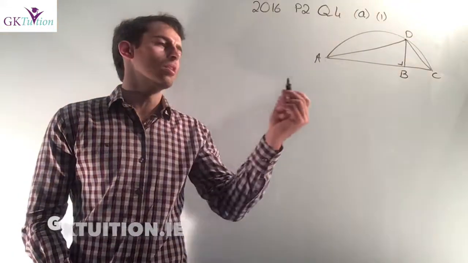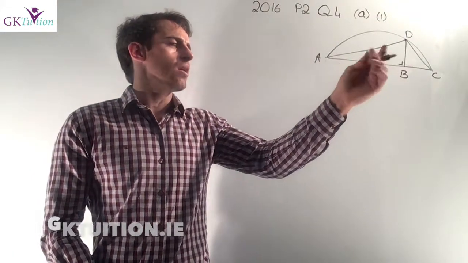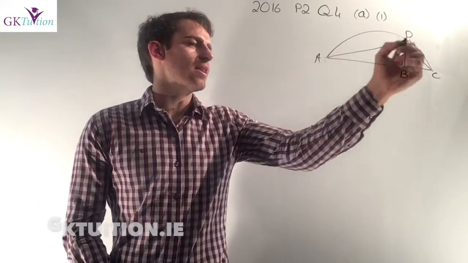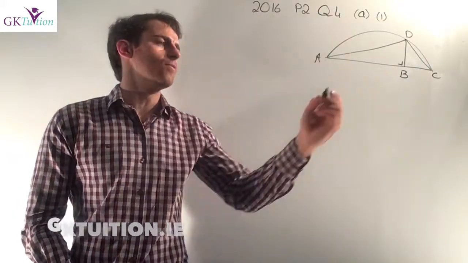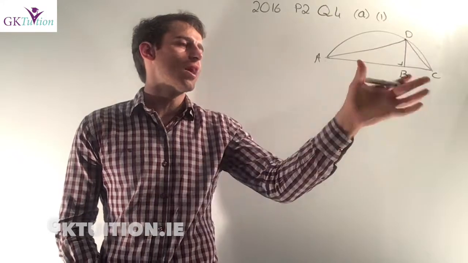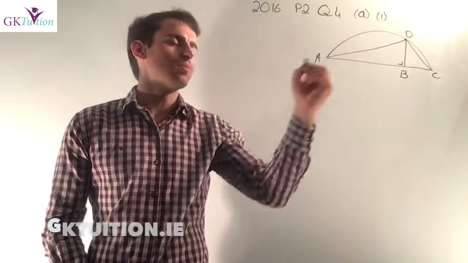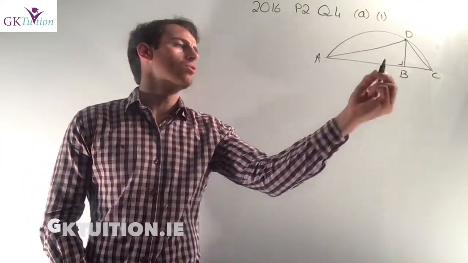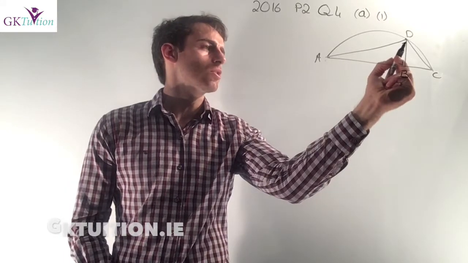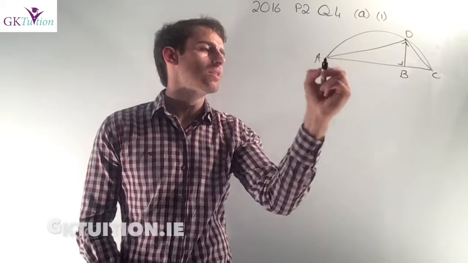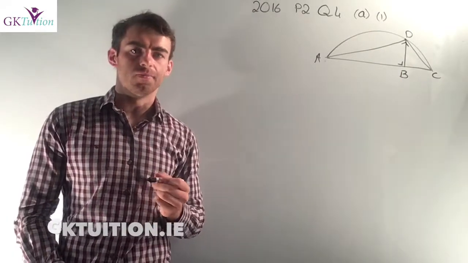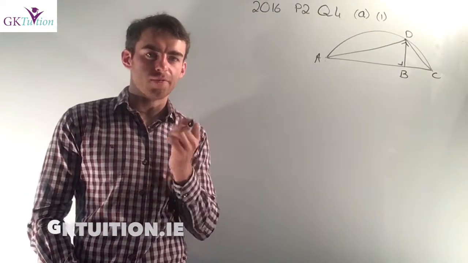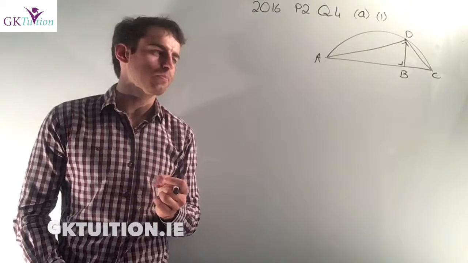Now you should recognize one thing here. I'm told that D is standing on a diameter. Okay, so AC is a diameter. And if you have a point at the edge of a circle standing on a diameter, then that has to be a right angle. So this is straight from one of our corollaries from Junior Cert. But I know because D is standing on the diameter AC, that has to be a 90-degree angle. And you should remember that from your geometry from Junior Cert.